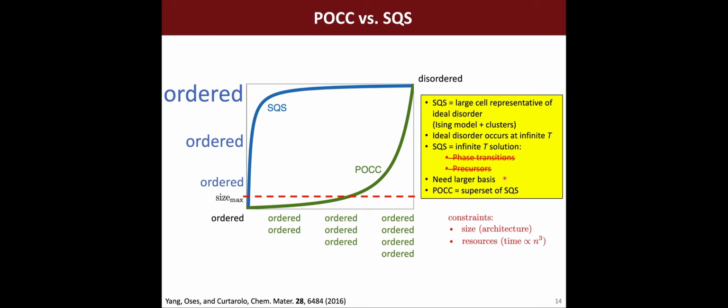So the fact that I have smaller cells means that I can model these in parallel, one on each node. That's going to speed up the calculation because POC is fundamentally a high throughput approach. It's something you can parallelize much more easily, and therefore get the properties much faster than with something like a giant SQS structure.